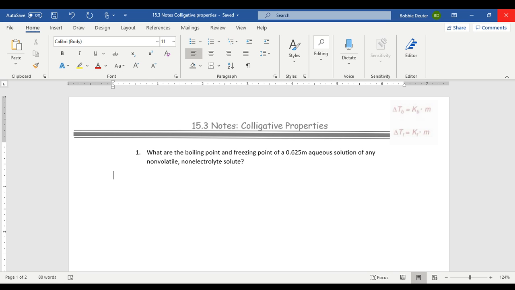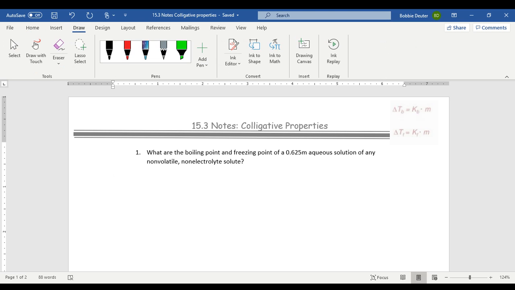Note I have two tables that I attached, and you are going to need to access those two tables. They're table 15.4 and 15.5. So please access those two tables as we go through this so that you understand where I'm getting my K, or constant for elevation of boiling and constant for depression of freezing. So those constants are coming from there. Okay, so now let's start with the math.